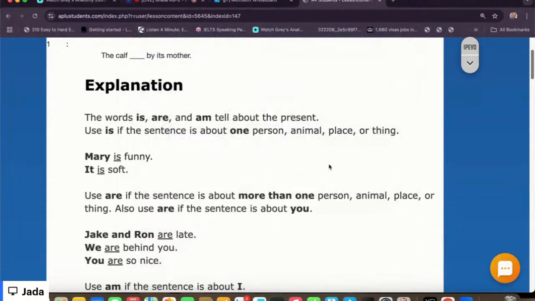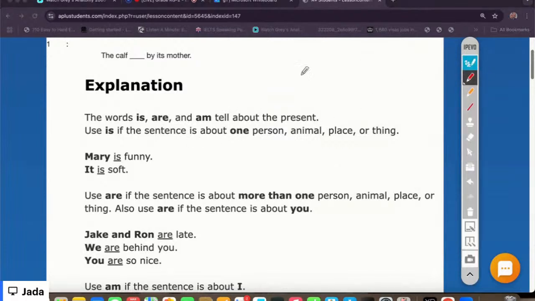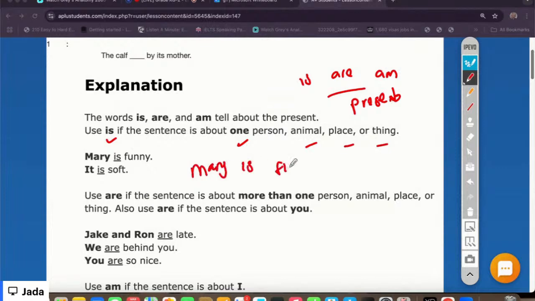Alright, so the word is tells about the present. Use is if the sentence is about one person, animal, place, or thing. Just like we have here, Mary is funny, because Mary is just like one person. Okay? So you use is for one. Then it is soft. Alright?